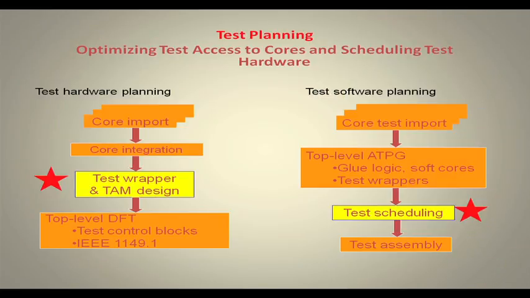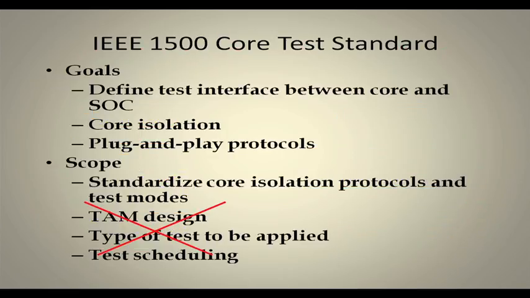So, these are the two important points, the test wrapper design, TAM design, and test scheduling. These are the two important points to be addressed in test planning. So, the 1500 core test standard is provided by IEEE. It defines the test interface between core and SOC, and provides core isolation and a plug and play protocol. These are the goals, and the scope is to standardize core isolation protocols and test modes.